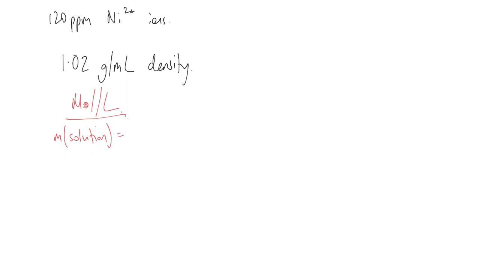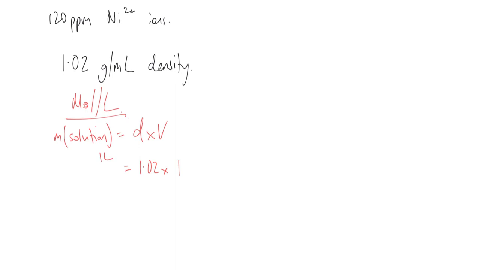Okay, what are we given? We're given a density. What else do we need? A volume. How do we get this volume? We are assuming a volume. Okay, so assuming 1 liter, we can get the mass of the solution as density times volume: 1.02 times the volume. Should I just write 1?